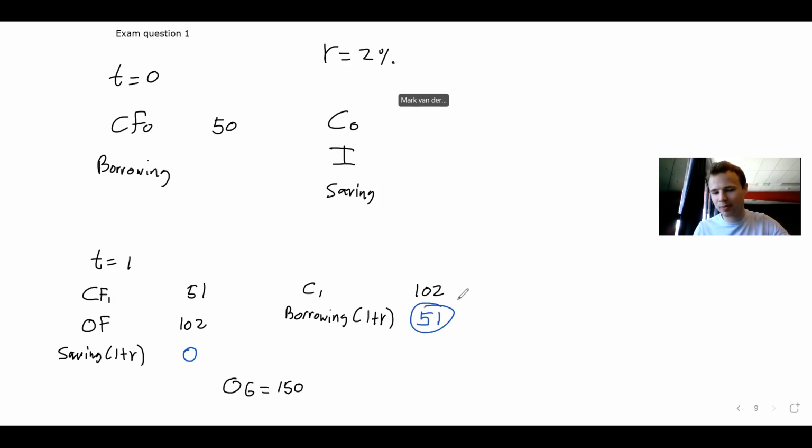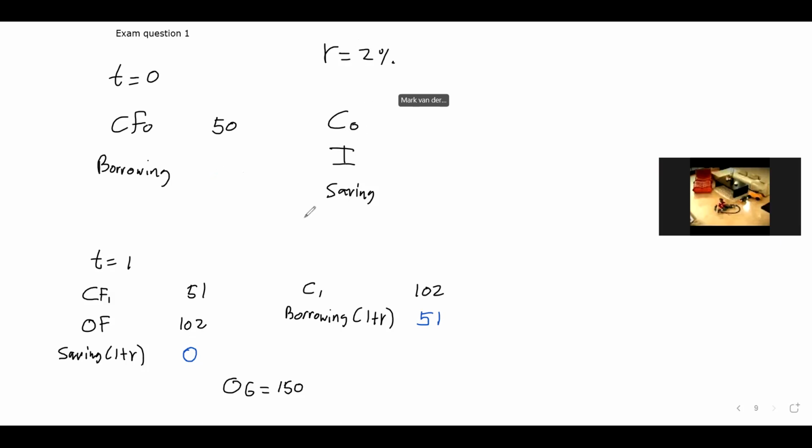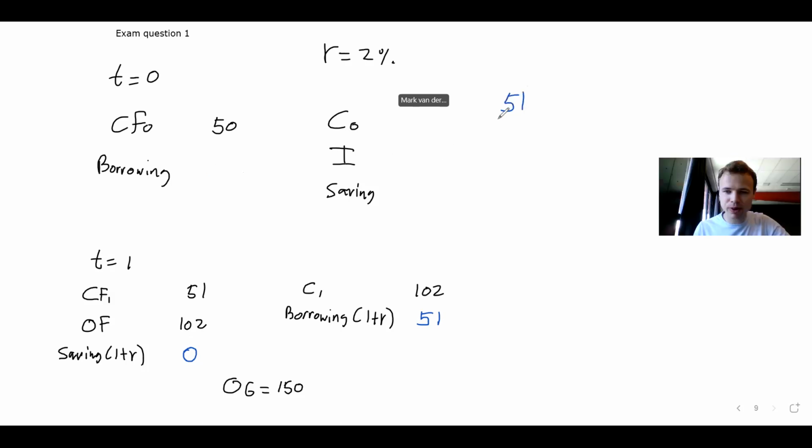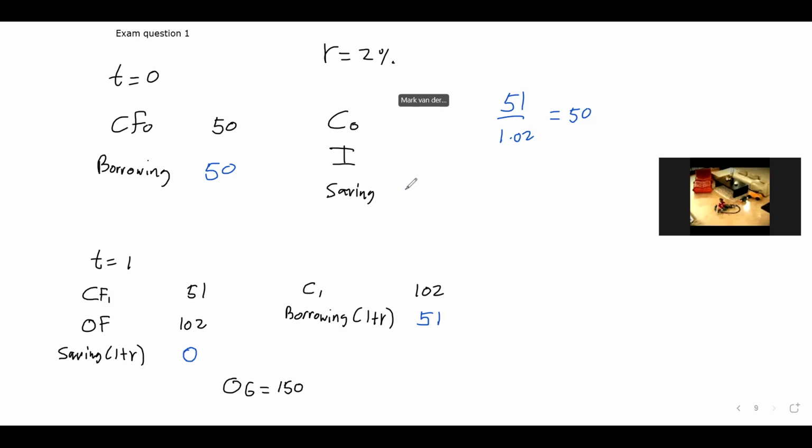So I paid back 51 euro. Okay. Didn't have any savings. So that's how you get the blue numbers, by balancing the inflows and the outflows. Now we can maybe calculate this number. You can discount it with the interest of 1.02, so you get 50 borrowing. Yes, 51 divided by 1.02 is 50. Perfect. And since I didn't have any savings, did I save here originally? No.